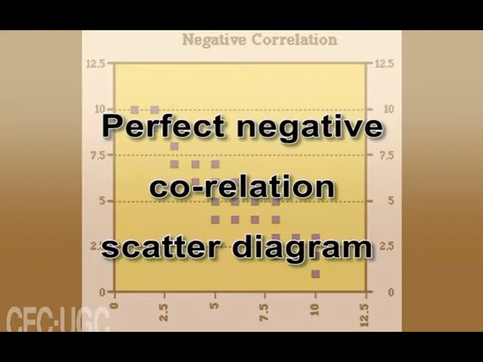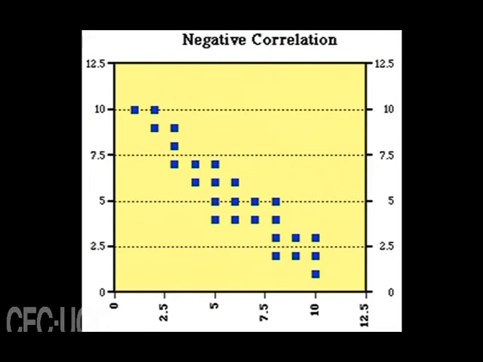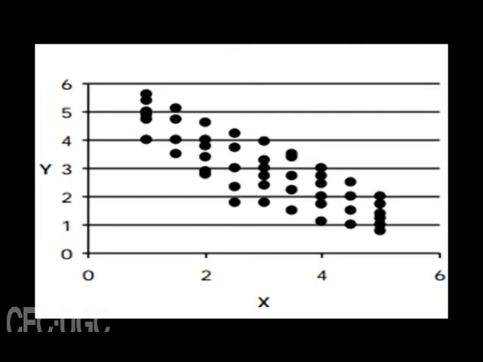Okay, next, the second one is the perfect negative correlation scatter diagram. When an increase in one variable is always followed by a corresponding proportionate decrease in another dependent variable, then the relation is said to be perfect negative. So, on the screen, the negative correlation graph is coming. So, this is the negative correlation graph.